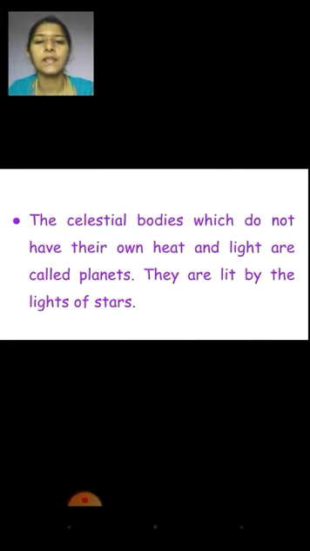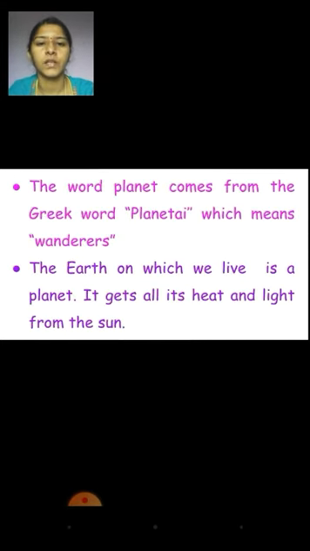Okay. The Earth on which we live is a planet, right? So it gets all its heat and light from the Sun. As I've told you before, the Earth on which we live is a planet. It gets all its heat and light from the Sun.